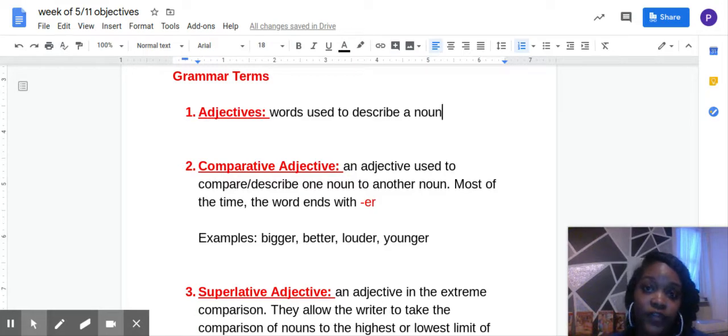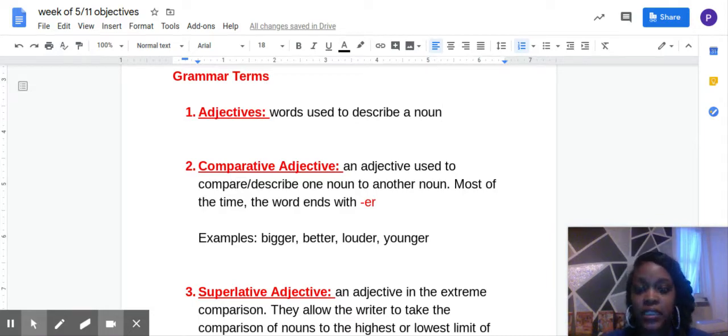am finished speaking. First, I want you to head your paper and I want you to write the title adjectives and underline it. Going to read each definition in a vocabulary term, and then you're going to pause the screen and copy what you see in your notebook. The first term, adjectives, words used to describe a noun, and I want you to read with me.